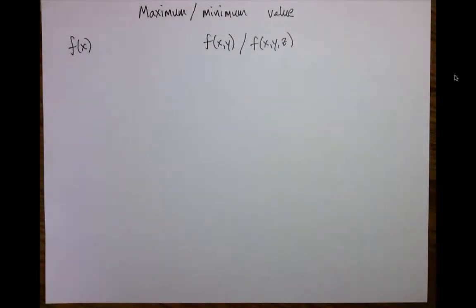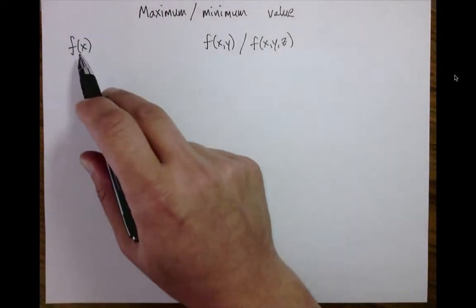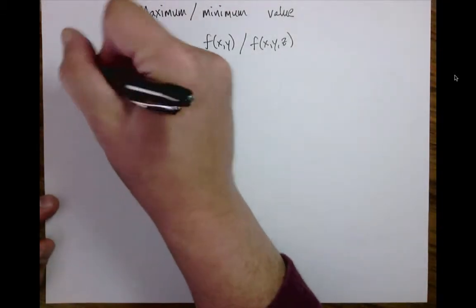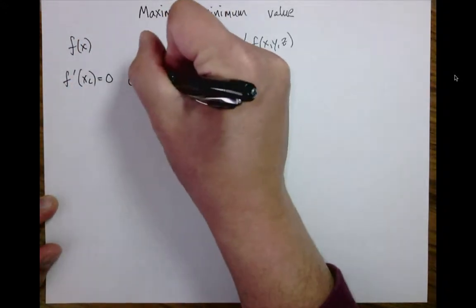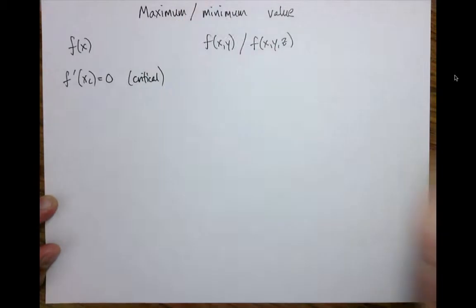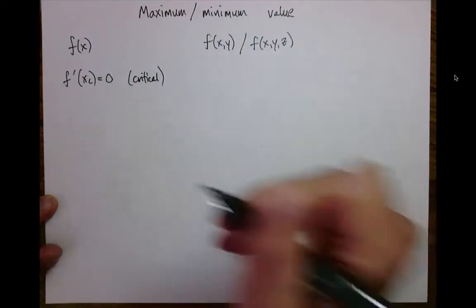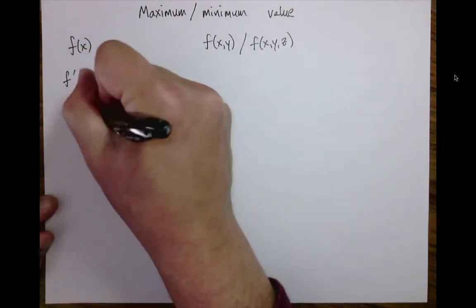Now we're going to talk about finding maximum and minimum values of functions. Back when you had just one variable, you would look for places where the derivative was 0, and you called those critical points, x sub c. And then you had the second derivative test.